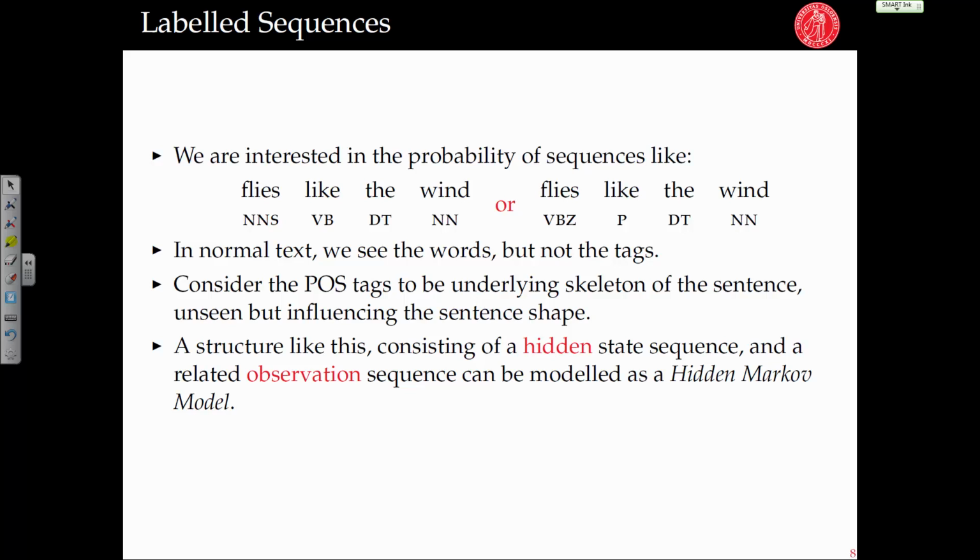So the two important things to understand here are that we have two sequences. One is observable, one is hidden, and these two sequences are pairwise aligned. So for each word, there is a part of speech tag. They will always be of the same length, and they are aligned.